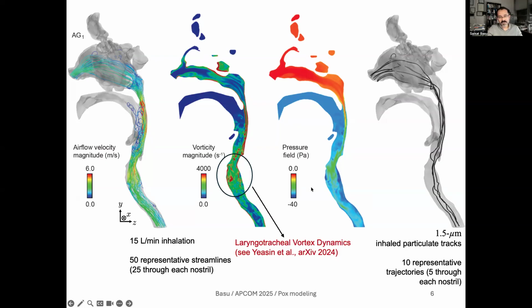The third panel shows the pressure field on the same midline cross-section. And on the fourth panel, I've shown some representative, very fine particulate trajectories. In fact, all of them over here escape through the tracheal outlet and are moving into the lower respiratory tract downwind.